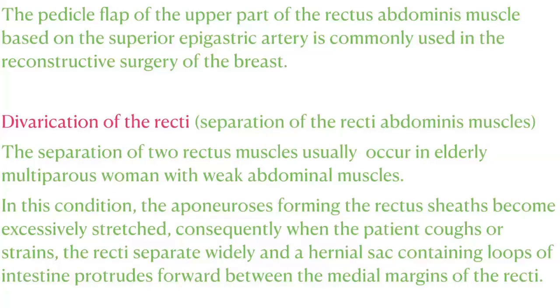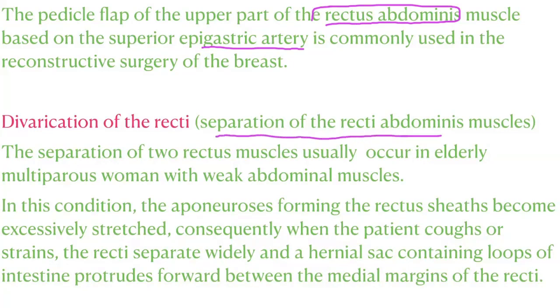Coming to the clinical anatomy of the importance of the rectus abdominis muscle, the pedicle flap of the upper part of the rectus abdominis muscle, based on the superior epigastric artery, is commonly used in the reconstructive surgery of the breast, right? And there is a condition called divarication of recti, that is separation of the rectus muscle. The separation of two rectus muscles usually occurs in elderly multiparous women with weak abdominal muscles. Remember that. In this condition, the aponeurosis forming the rectus sheath becomes excessively stretched, right?